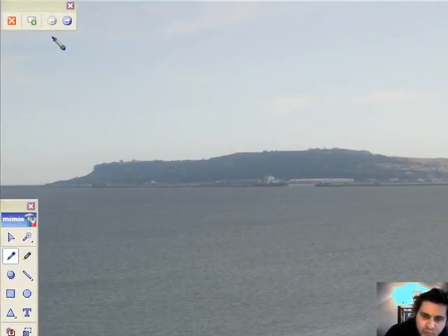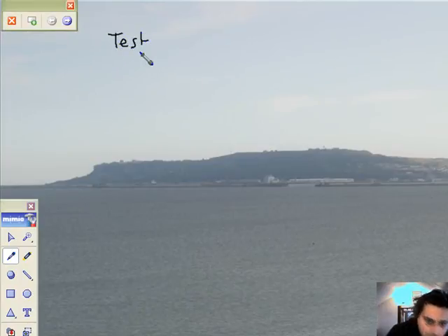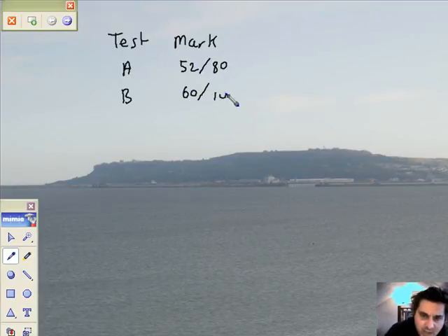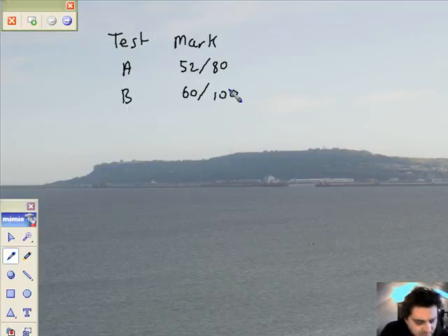We've got a little table which I'll draw for you here, in rough. We have test mark, test A and test B, and the mark itself: 52 out of 80, and 60 out of 100. The question says the table shows Carl's marks in 2 tests. In which test did Carl do better? You must show your working.